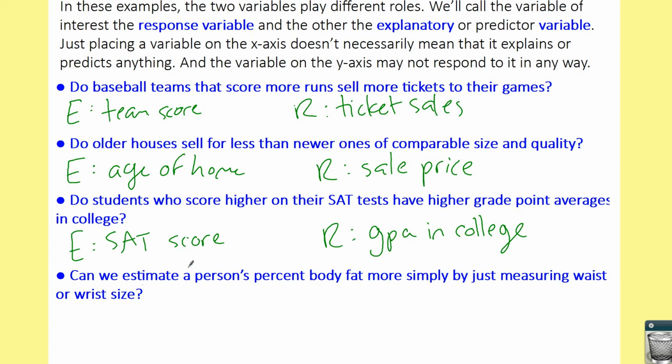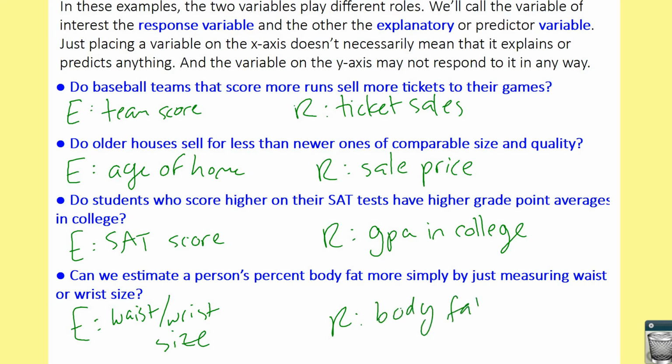So for this one, we want to estimate a person's body fat. So since we want to be able to predict that, maybe we should make our explanatory variable our waist, our wrist size. And then the response variable would be body fat percentage.